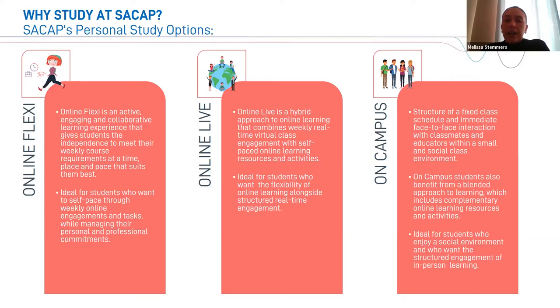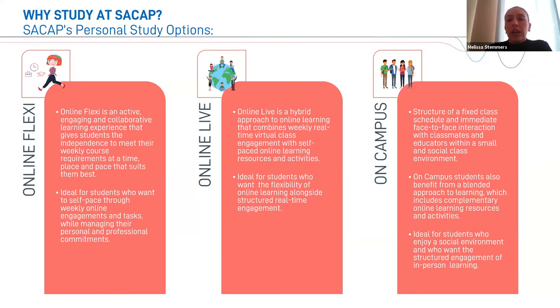Our online live option is a hybrid approach to online learning that combines weekly real-time virtual class engagement with self-paced online learning resources and activities. Students will have 90-minute webinars that they will have to attend at set times, and this will be complemented with a learning activity. This particular option is ideal for students who want the flexibility of online learning alongside structured real-time engagement with their classmates and their educators.